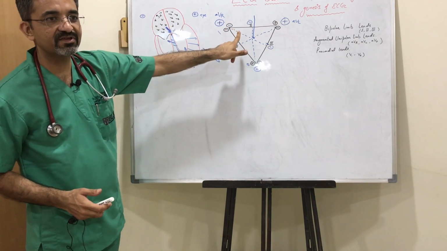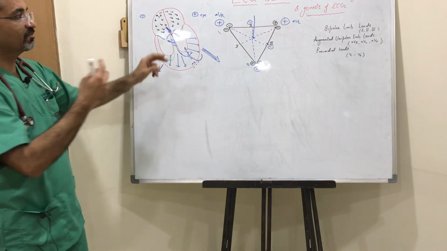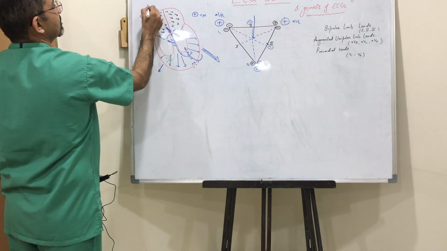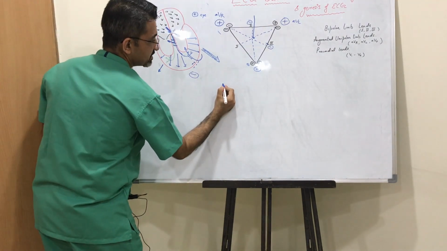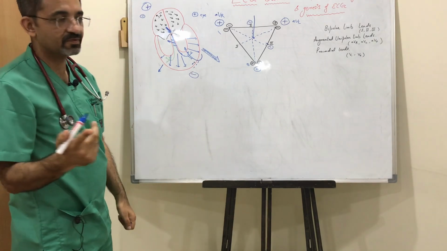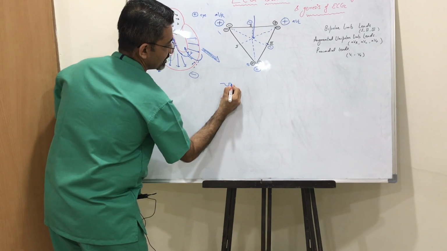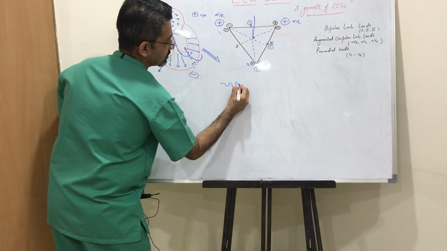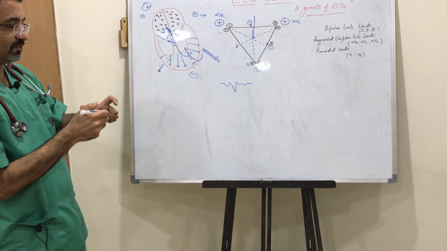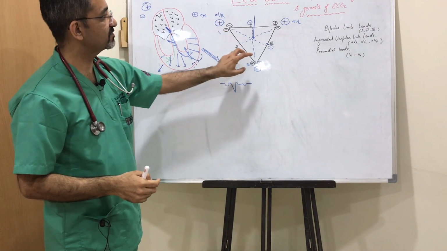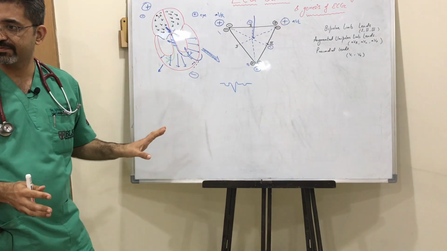The only problem is with AVR. The positive electrode is at the shoulder. So the moment you put positive here and negative here, everything reverses. It is an exact replica of your lead 2, reversed. So your P wave is negative. You have an isoelectric segment like this, and your T wave is also negative. Lead 2 was this, lead AVR is opposite of this. Right? I hope this is clear.